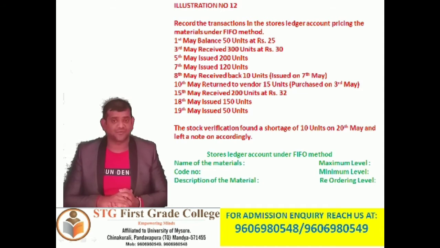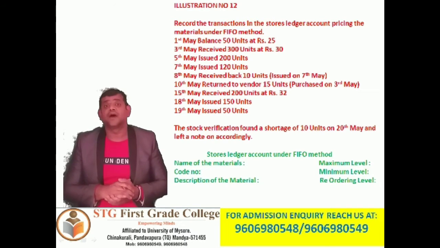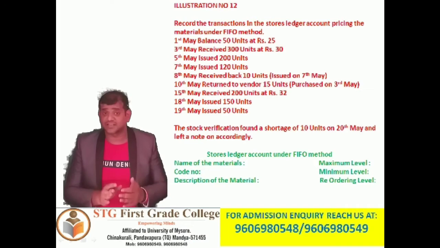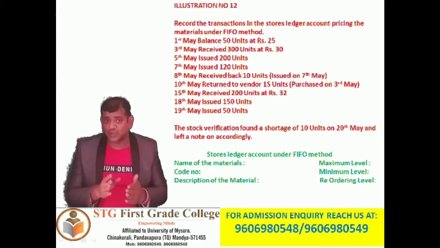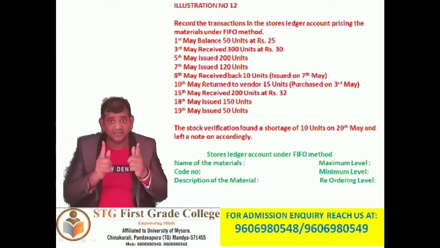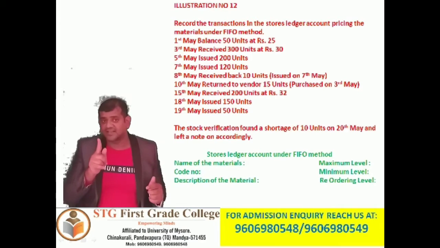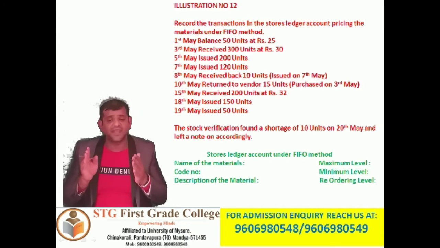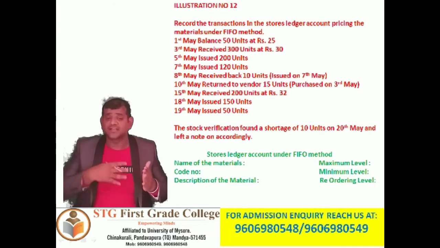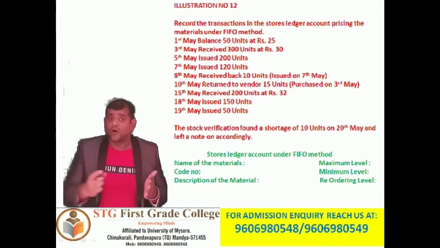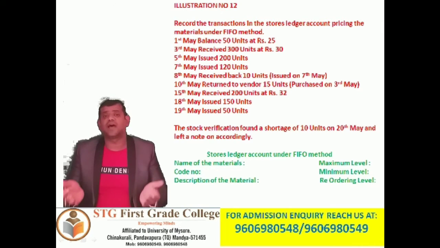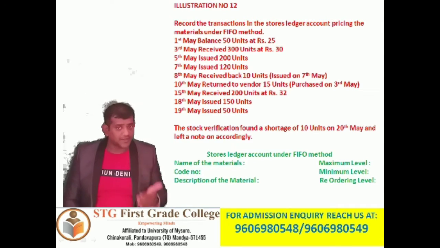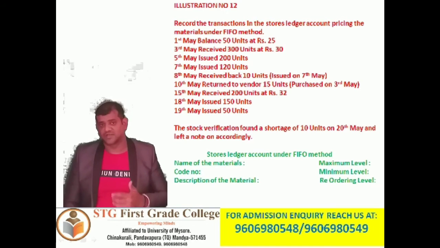Open the bracket and write down that is issued on 7th May. So that means received back 10 units, that is nothing but return to stores. So you should remember this point always. So that clearly said, that is on 8th May received back 10 units. In bracket it is issued on 8th May. So the 7th May, that means what? It has been issued to some department on 7th May. So that has been returned back to us on 8th May, that is 10 units.